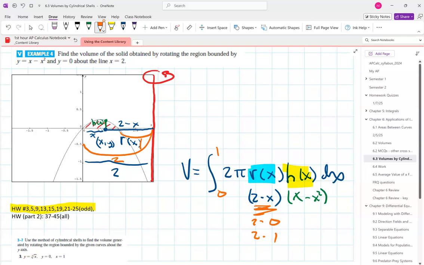Sometimes the bounds are tricky to come up with if you don't think about it that way, but I usually just think about, okay, what's the biggest radius and the smallest radius I can have? And what value of x gives me that biggest and smallest radius for my radius function.